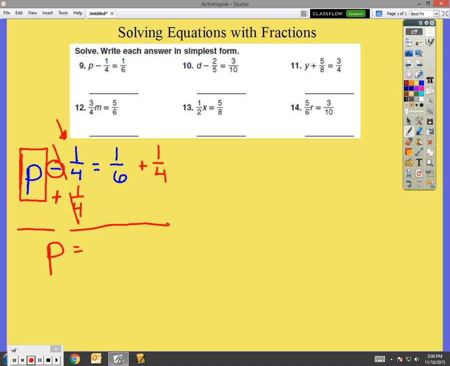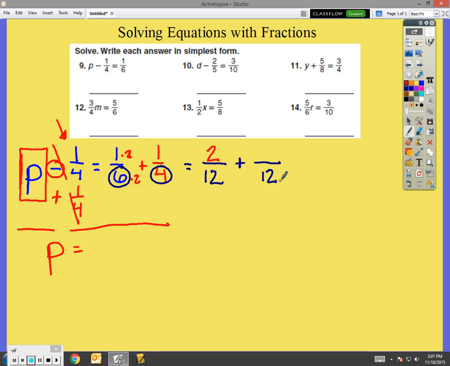P is equal to, looking at 1/4 and 1/6, I notice the denominators are not the same. I must find their least common multiple. Well, the least common multiple for 6 and 4 is 12. So I put a 12 as the denominator here. I put a 12 as the denominator here. All right. Now, I need to ask myself, what did I multiply the 6 by to make it 12? Well, I multiplied it by 2. So I want to make an equivalent fraction, so I must multiply the numerator by the same thing. So 1 times 2 is 2. And you would notice that 2/12 simplifies to 1/6. I haven't changed its value, just renamed it, made an equivalent one.